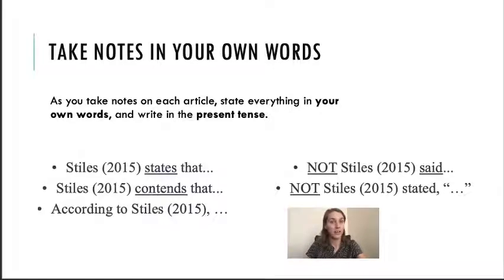It's possible to find conflicting information out there. There are plenty of topics where scientists disagree, but we will write about their thoughts in the present tense, and you will write about them in your own words, citing like this. You'll say what they stated, what they contend, in your own words, through your own understanding.